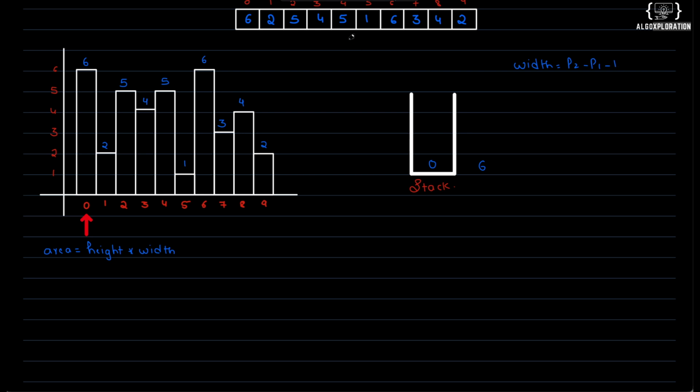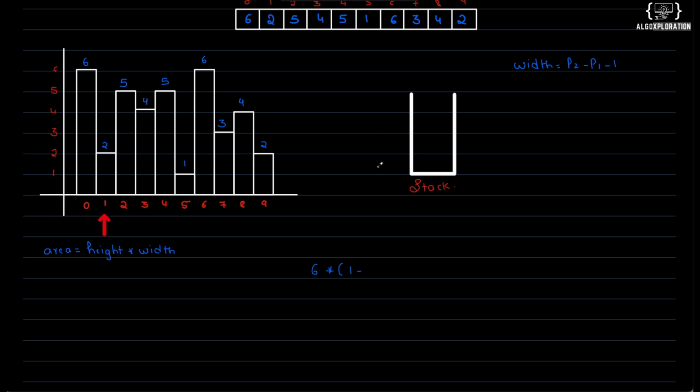Now we are standing at index 1. Over here the value is 2. So see guys, if 2 is there in the middle, 6 can never be the answer. But since I need to pop the 6, why am I popping? Because I do get the next smaller element. So first pop the element from the stack. Whatever you have popped at index 0, the height was 6. Where I'm standing at index 1, this will be my p2.